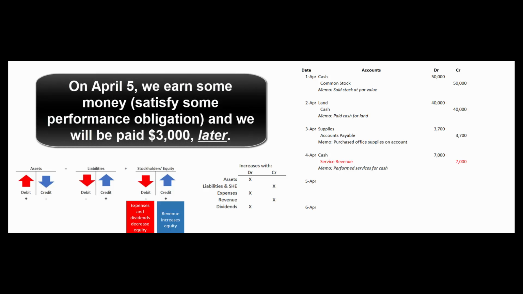Next transaction is just like that one, except the client is going to pay us later. So we do the work, we satisfy the performance obligation, we get to book the revenue, but we're going to receive the money in the future. That's called an account receivable. Account receivable is an asset. Assets increase with debits. The revenue accounts, they increase with credits. So we're going to credit service revenue for $3,000.